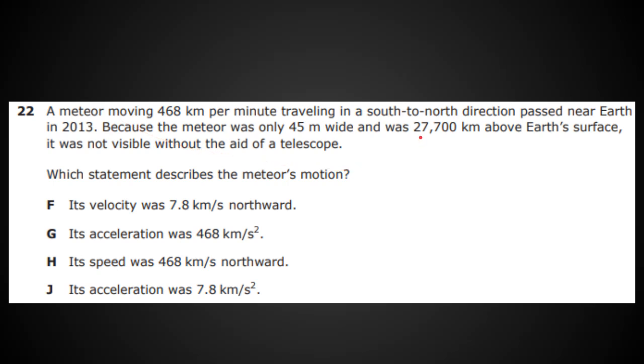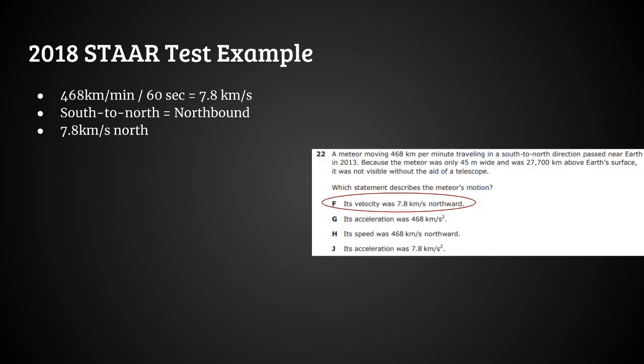This question, I think it was on one of our tests for Sylvie at some point. There's the math right there. They said 468 kilometers per minute, then we turn that into seconds by dividing it by 60. That gives us 7.8 kilometers per second. We found out that it was south to north direction, making it northbound. And that's how we got our answer there.